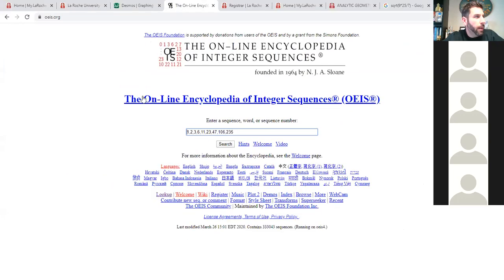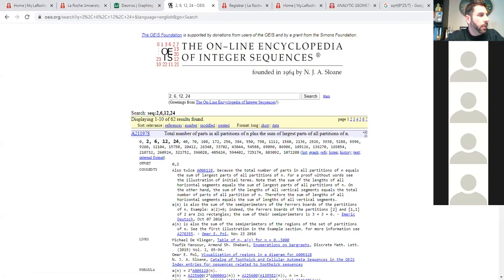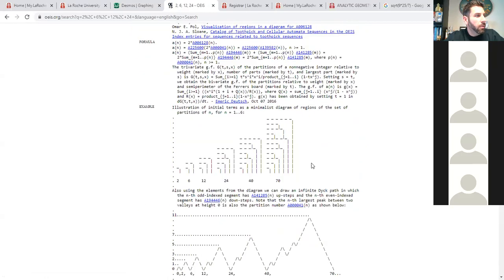So right now you should see a web page. It's the online encyclopedia of integer sequences. It was started in the 60s by this nerd, Neil Sloane, who worked at IBM. He was a mathematician. Essentially, you can put your sequence in and see what happens. So what did we have? We had 3, 6, 12. I mean, this is obviously a well-known sequence. And you can see everything you ever wanted to know about this sequence.